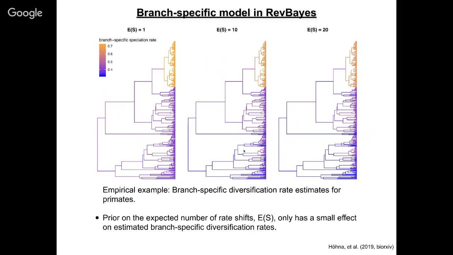shifts. So the first shows when we expect one shift a priori, the second 10, and the last one 20 shifts. And we see that basically we always have one rate shift going to the New World monkeys. That's what we identified visually here. But also we could see, if we compare the rates for these branches to the background rates, that there must have been one rate shift. There's a little bit more noise for the other branches, but generally we are concluding that the branch-specific diversification rate estimates are much more robust to the prior choice than the actual number of rate shifts that we're inferring.